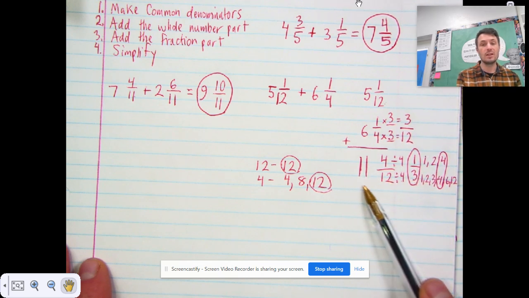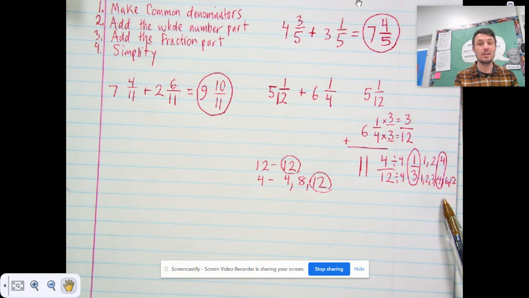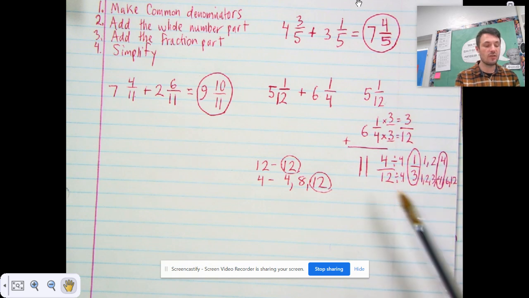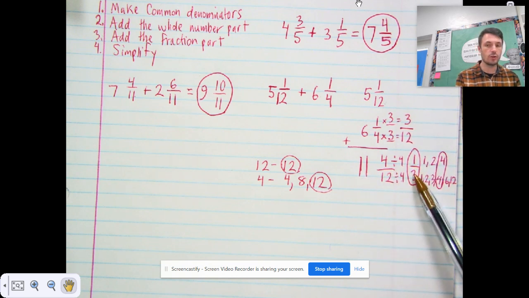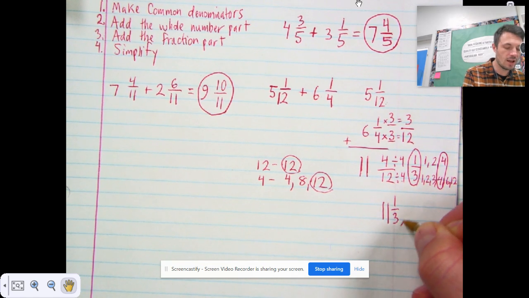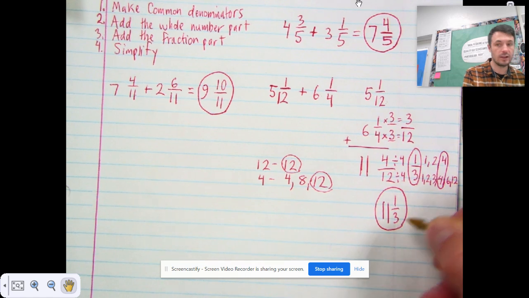So I would never leave this like this. If this had to be graded by somebody else, I don't think it would be very clear to the grader what the final answer is. So since my final answer is 11 and 1/3, I would always write that 11 and 1/3 and circle my final answer.